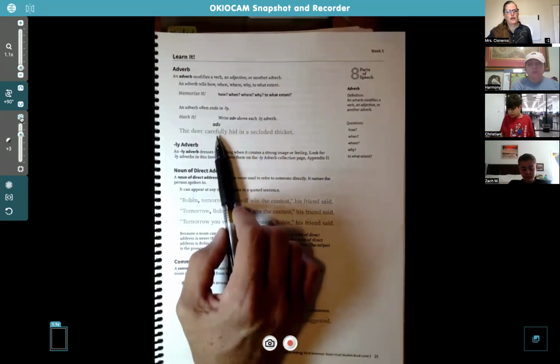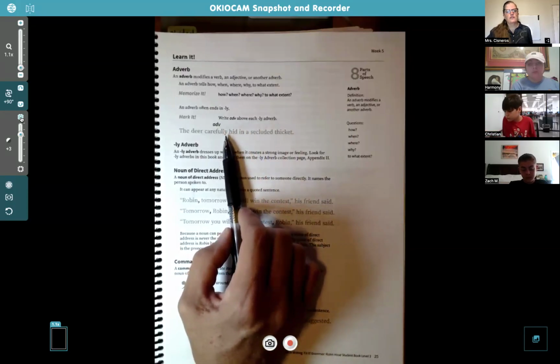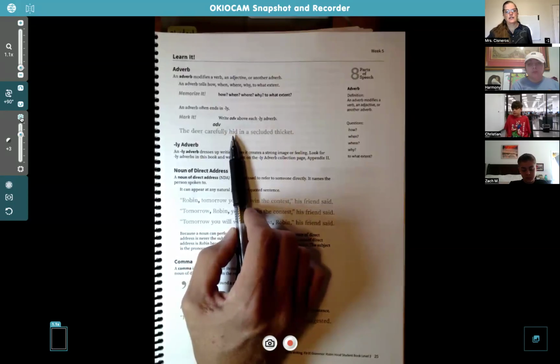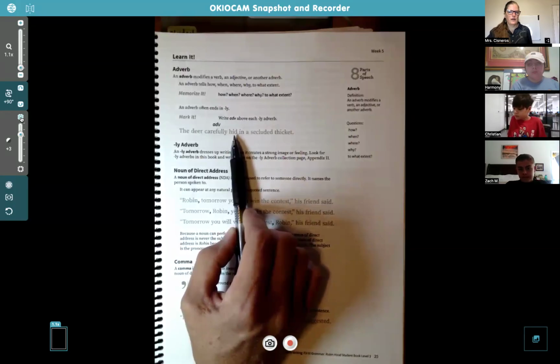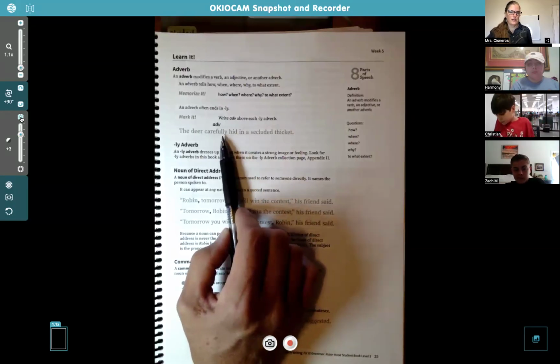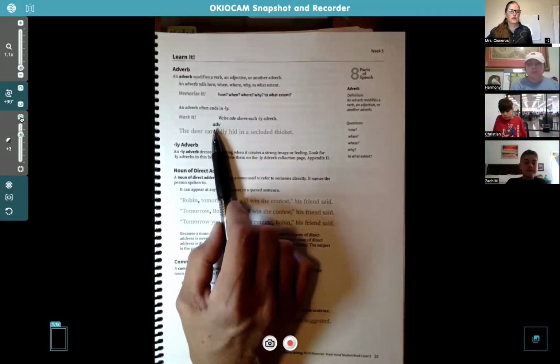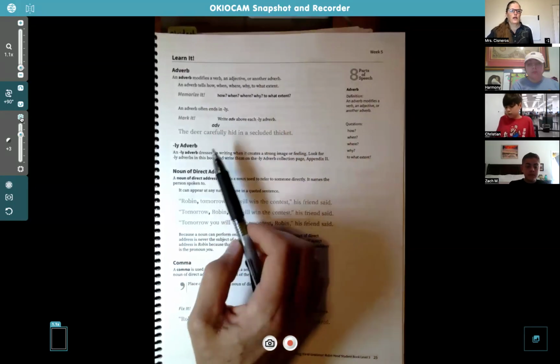But that word carefully has an ly and it's telling how he hid. Carefully hid. Hid is that verb. So it's modifying that verb. It's telling a little bit more about it. Carefully hid. So in this book, you're going to put ADV above it for adverb.